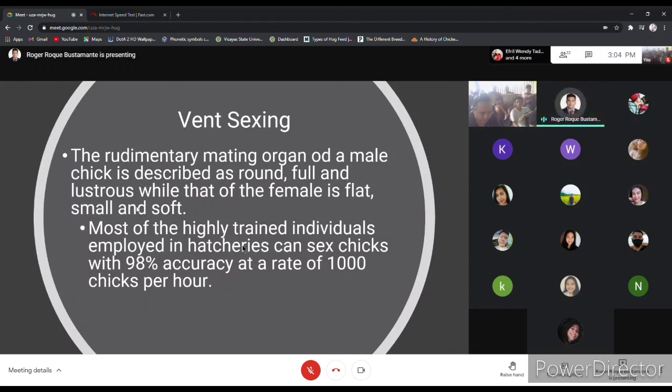So the rudimentary mating organ of a male chick is described as round, full, and lustrous, while the female is flat, small, and soft. Most of the highly trained individuals employed in hatcheries can sex chicks with 98% accuracy using this method, at a rate of 1,000 chicks per hour.